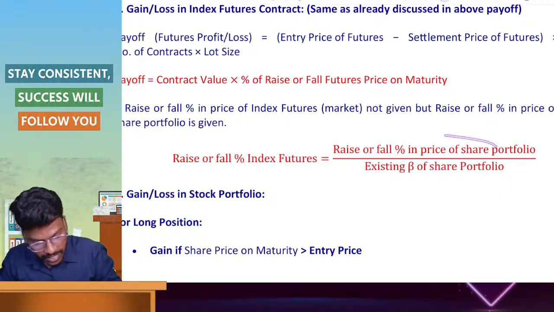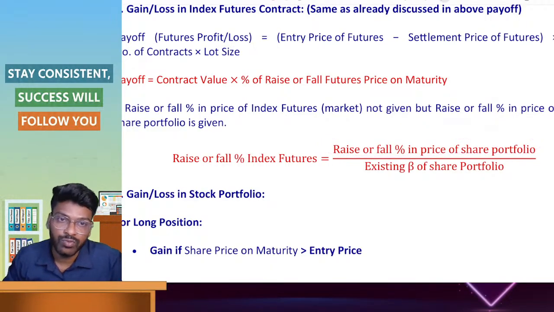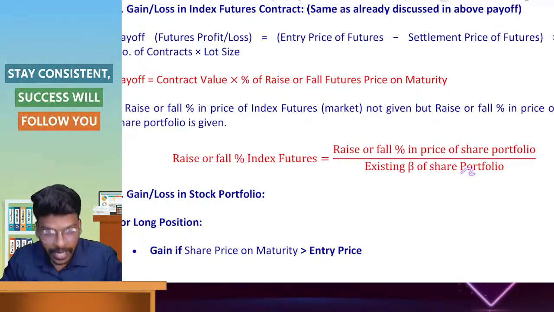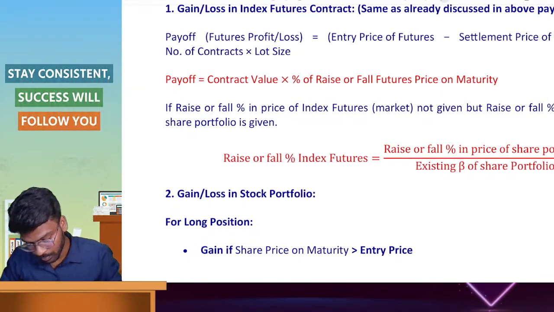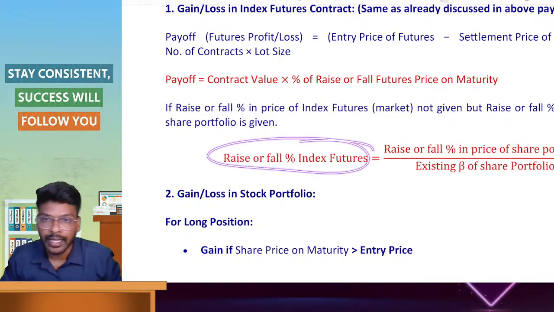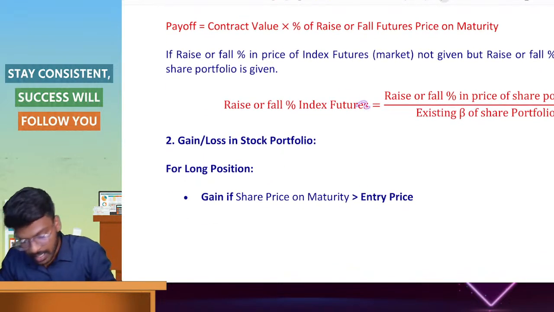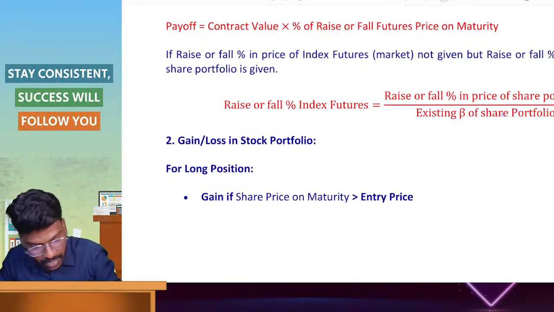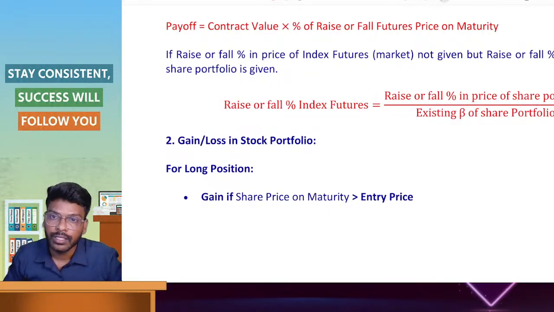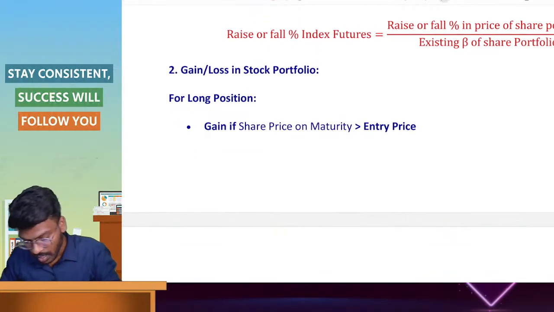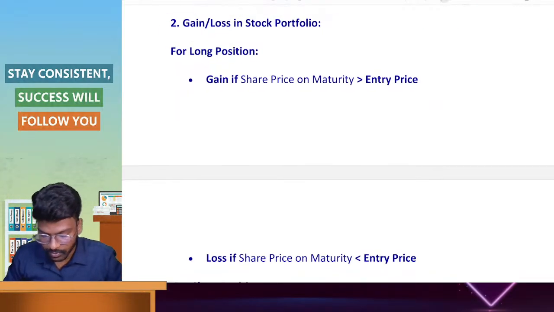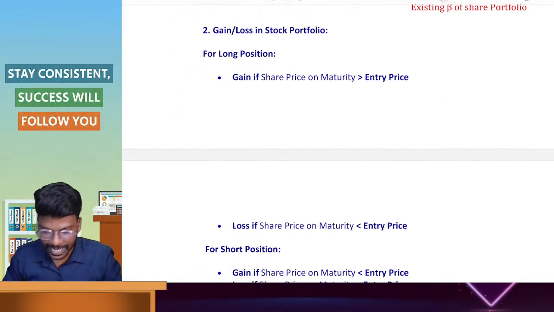If the rise or fall percentage of share portfolio is given, it should be divided by the existing beta of shares. So you will get a rise or fall percentage of the index. If that is given, then you have to multiply it with the beta of the share portfolio. Then you will get the value. For gain or loss in stock portfolio, the same is applicable.